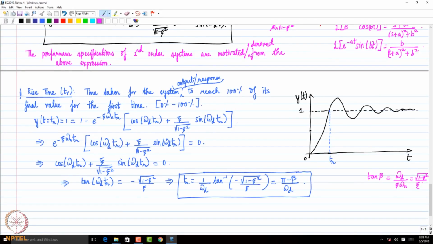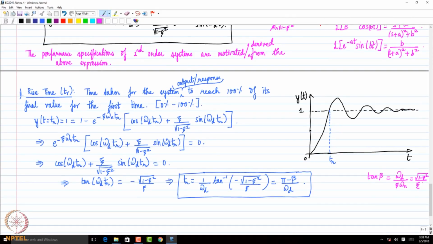Is it clear? Here I have tan inverse of minus square root of 1 minus zeta squared by zeta. If I just had tan inverse of square root of 1 minus zeta squared by zeta, I would have had beta. But I have the minus, so I just used it as pi minus beta, because we need tr to be a positive number. That's why we use the periodic nature of the tan function and wrote it as pi minus beta.